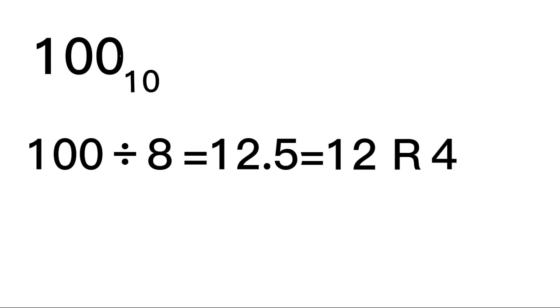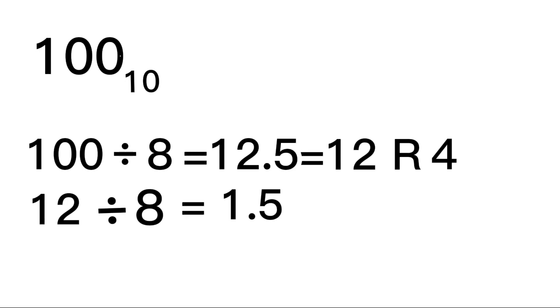Now take the 12 and divide it by 8. We have 12 divided by 8 equals 1.5. So this will be 1 remainder, then multiply 0.5 by 8. So 8 times 0.5 is 4.